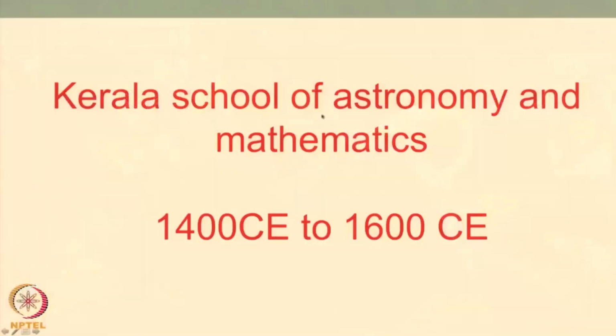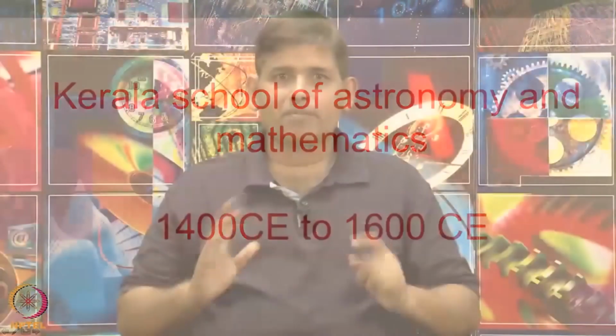And now I urge all of you to go to Google and search for Kerala School of Astronomy and Mathematics. In medieval Kerala, it's also called the Kerala School of Mathematics, which flourished over a 200-year period from around 1400 CE to 1600 CE. There is a bunch of very famous mathematicians who did excellent, pioneering work a couple of centuries before it was discovered in Europe and elsewhere.